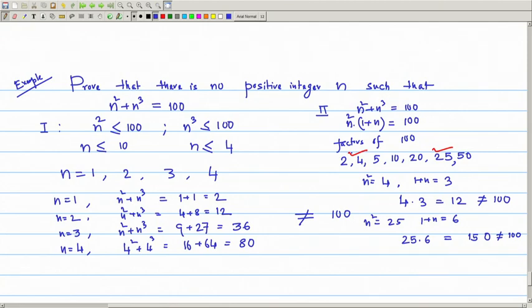Now, these are the two ways I can prove that n square plus n cube equal to 100 has no such positive integer n. In both the cases, the way we have proved, we have taken different cases of n or different values of n. This is method 1, this is method 2.